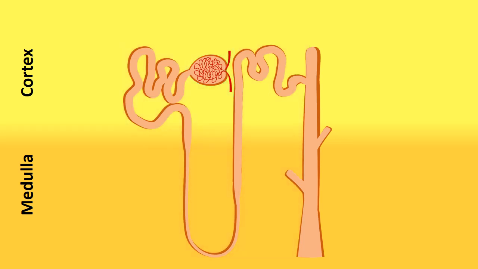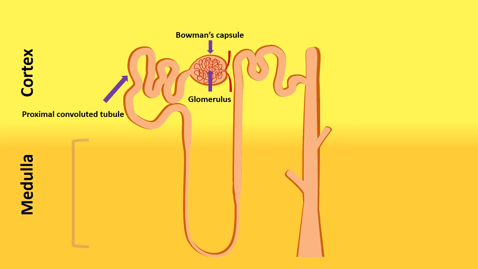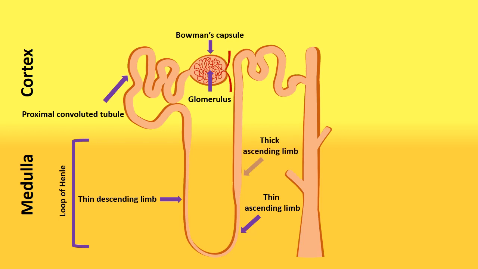The renal corpuscle consists of a bundle of glomerular capillaries called the glomerulus, which is located inside the glomerular capsule called Bowman's capsule. The proximal tubule leaves this structure and forms several coils. The next segment that goes to the medulla is called the loop of Henle, which consists of a thin descending limb, a thin ascending limb, and a thick ascending limb. Next to this part is the distal convoluted tubule.